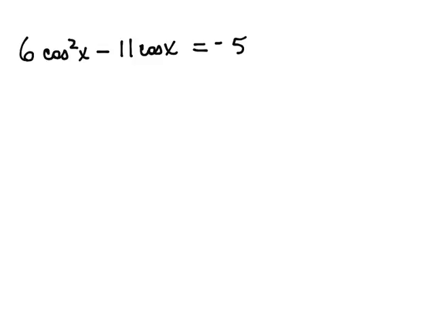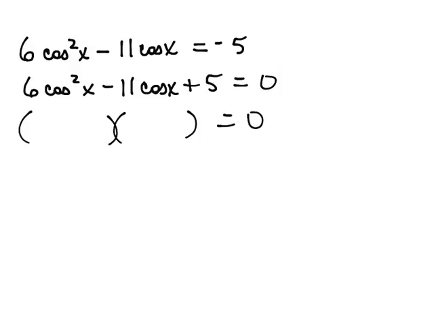6 cosine squared x minus 11 cosine x equals -5. To solve this equation, it's of a quadratic format, so let's move all the terms to the left, set it equal to 0, and see if we can factor. This will give us 6 cosine squared x minus 11 cosine x plus 5 equals 0.